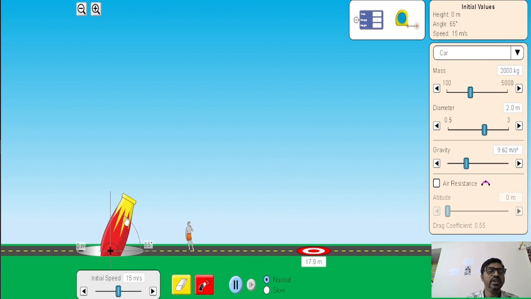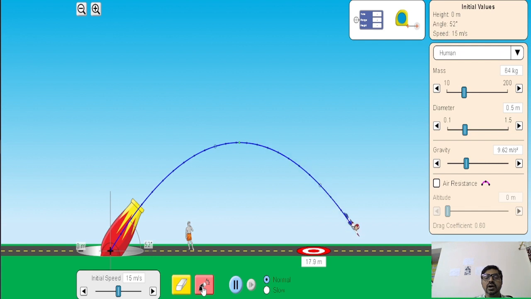Let's check. Probably you can make it 52 degrees, and then I'll take another object. Probably I'll take a human being, 168 kg human being. That's very huge. Maybe 64 kg. Let's take a realistic value and project the human being from there. Okay, so at 52 degrees you got a bigger range, definitely. All right, 22.6, 22.7 meters.